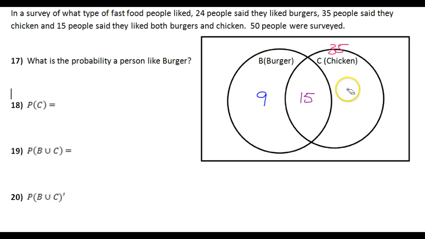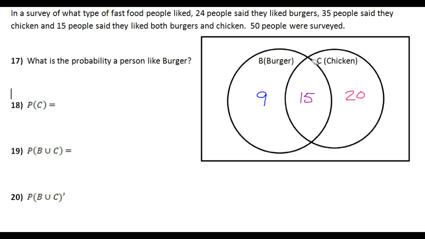Same thing over here with the chicken. 35 people total. 15 of them are already represented right here in the overlapping section. So how many does that leave for the chicken only people? Well, 35 minus 15 is going to be 20. Again, 15 plus 20 gives you a total of 35 chicken lovers. It doesn't matter that 15 of them also like burgers. There are 35 people total who enjoy chicken.